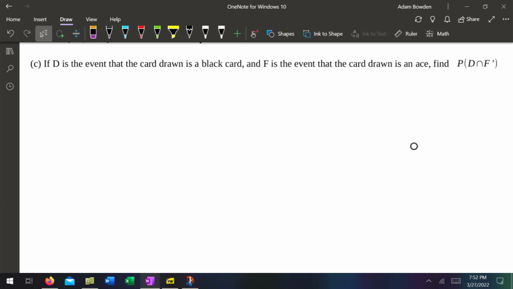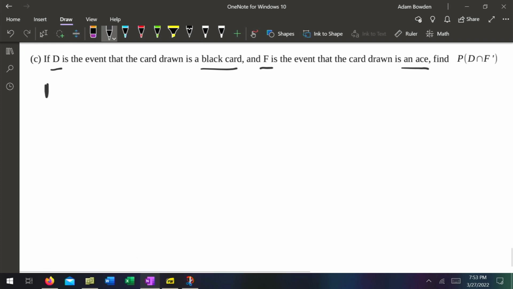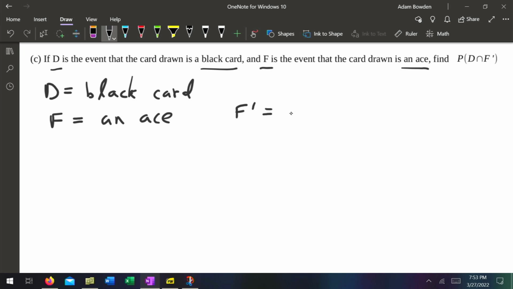For this next one, we're going to look at an event D as the event that the card drawn is a black card, and F being the event that the card drawn is an ace. Okay, so keep in mind as we go through, this is what D and F is going to stand for, the different events. We're going to find the probability of D intersect F complement. So let's write down here what's going on. So D stands for drawing a black card. F stands for drawing an ace. And F complement stands for drawing a card that's not an ace.